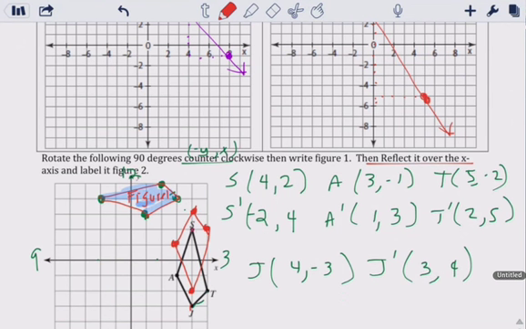S here, figure 2. I like the letters better. That's it.